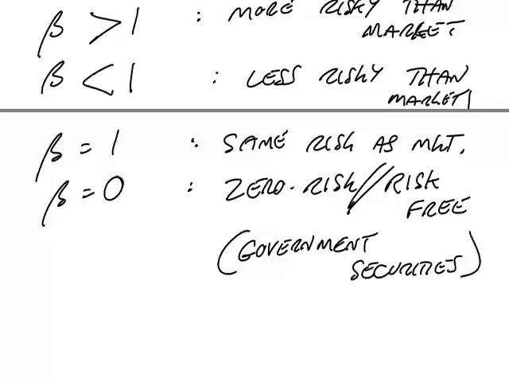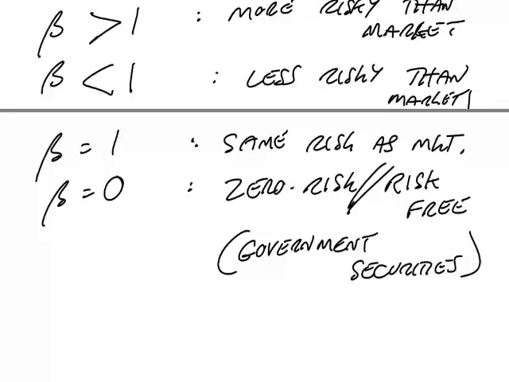Secondly, in theory, beta can be negative. In the real world, it virtually never happens. In the real world, all shares tend to go up and down together. You know, some more, some less, but there's positive correlation. Are you with me?